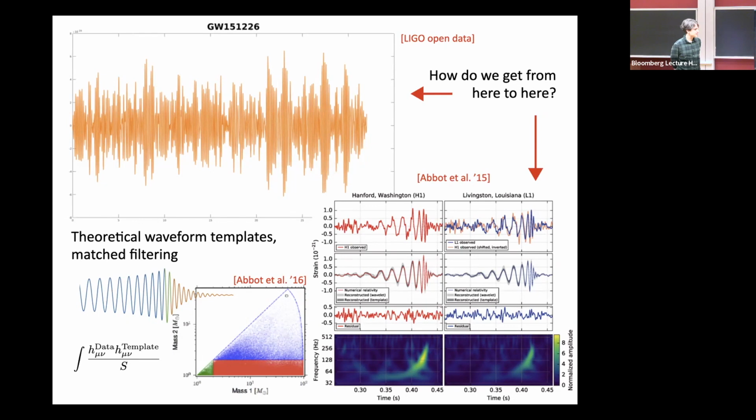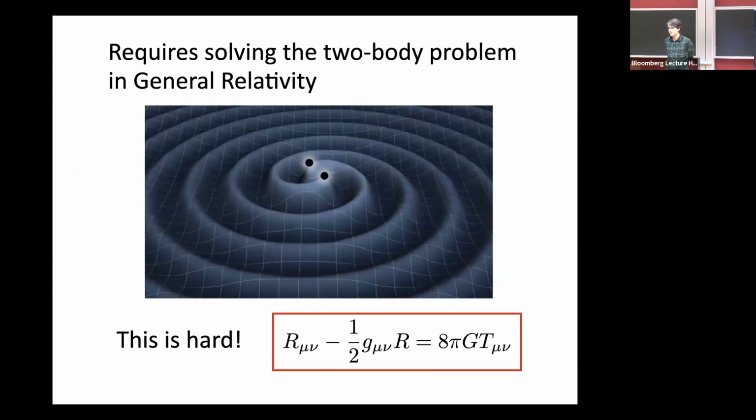So let's see how we are going to do this. In order to make this prediction, one needs to solve the two-body problem in GR, which is hard. I don't have to say that solving Einstein's equations is hard; they're very nonlinear partial differential equations. But we want to ultimately solve the two-body problem for two compact objects orbiting around each other, emitting gravitational waves and eventually merging. In principle, this is a solved problem by numerical GR.